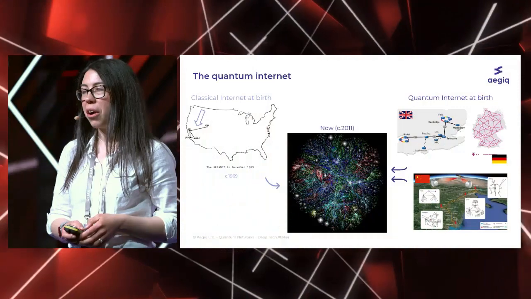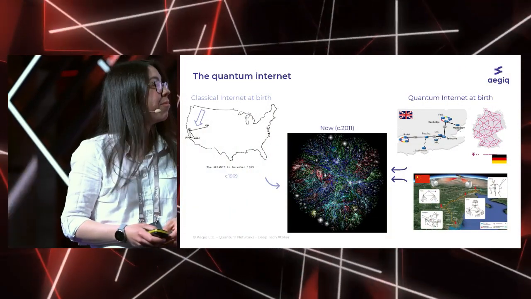So yes, I'm going to be talking about creating next-generation quantum networks. In 1969, something monumental happened. The first message was sent via the internet. It was very small at that time, just 4 nodes connecting different parts of the United States.